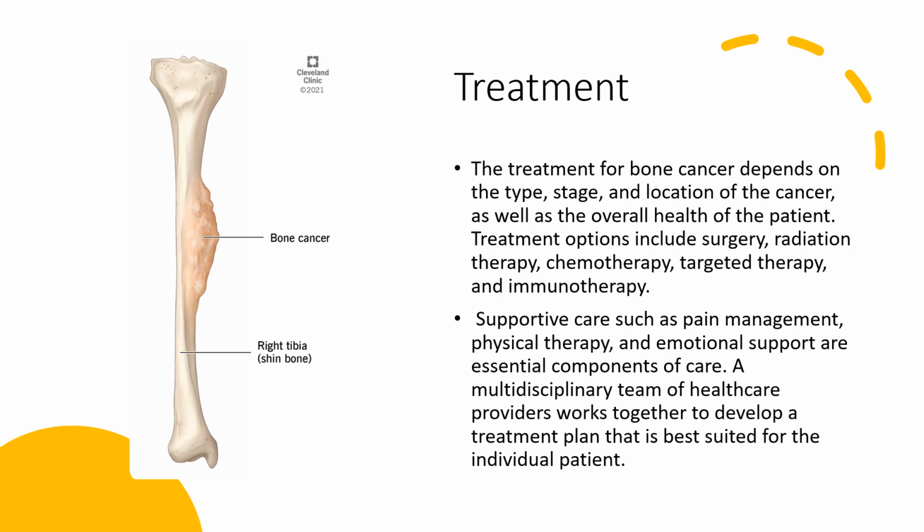Fourth is targeted therapy. Now, targeted therapy is a type of cancer treatment that uses drugs to specifically target cancerous cells and their growth mechanisms. It may be used in combination with other treatments such as surgery or radiation therapy, or as a primary treatment for bone cancer that has spread to other parts of the body.